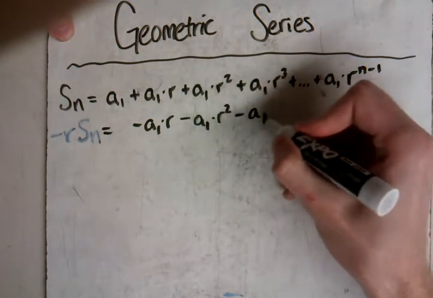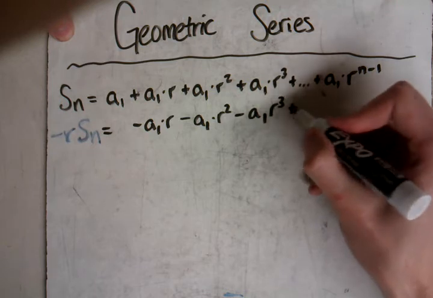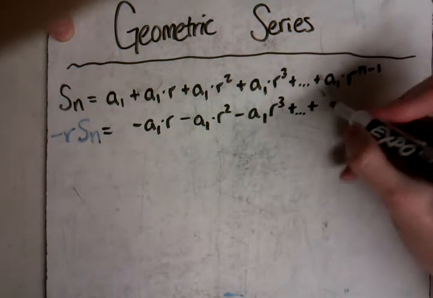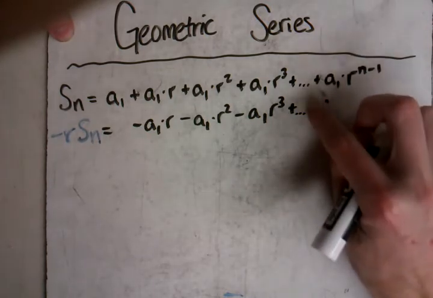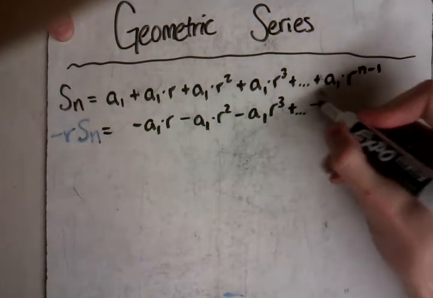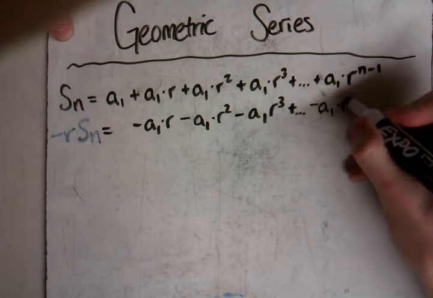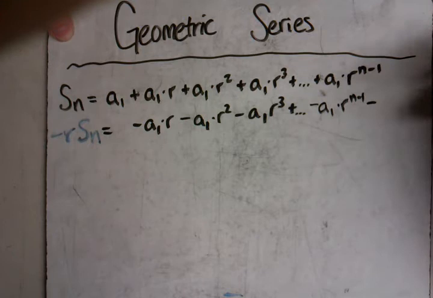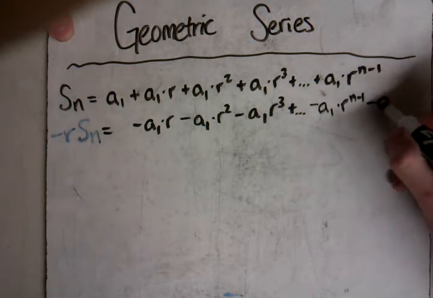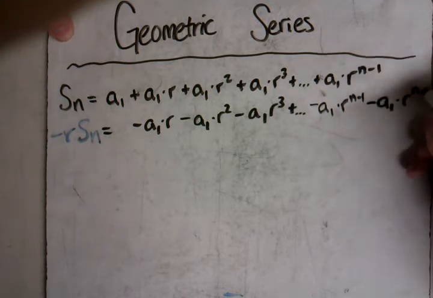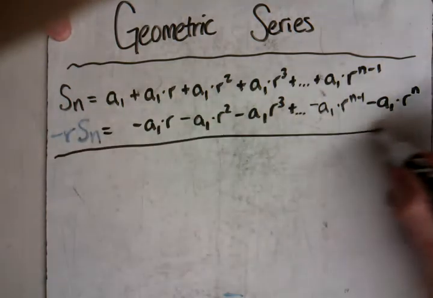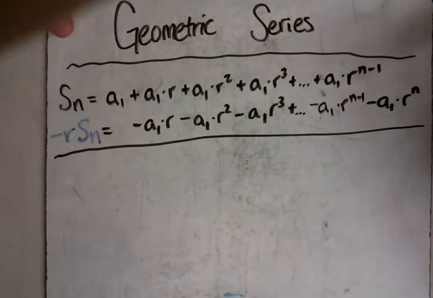And eventually you'll see the pattern here. If I take the term right before this one, it would give me negative a1 times r to the n minus 1. And then multiplying this term here by r, I get a1 times r to the n. And so the trick here comes in when we add these two rows together.